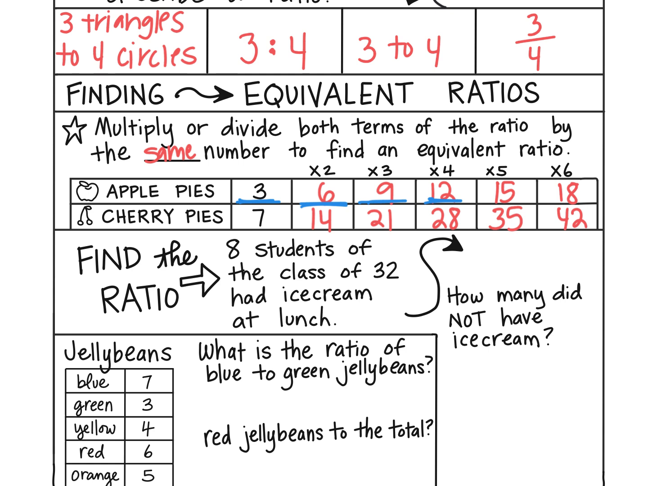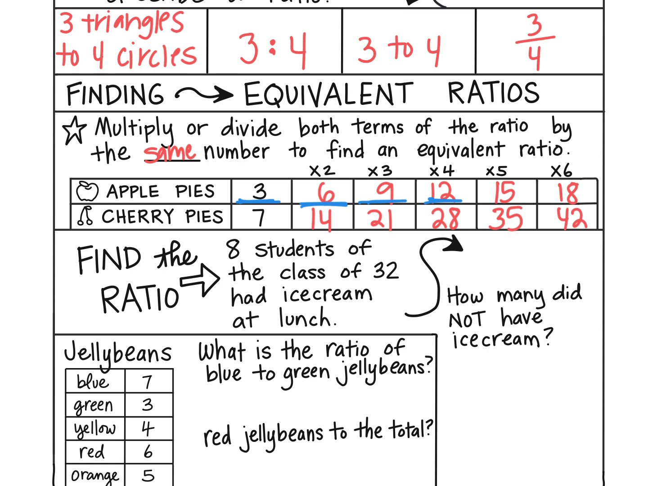The only difference is that ratios compare specific things. I'm comparing apple pies to cherry pies. It's not a part to a whole, it's a part to another part. It's my apple pies, which are different from my cherry pies, but they look similar to equivalent fractions.